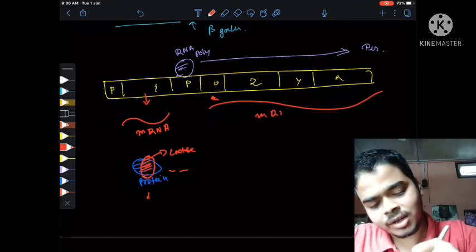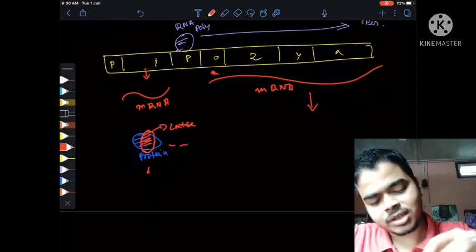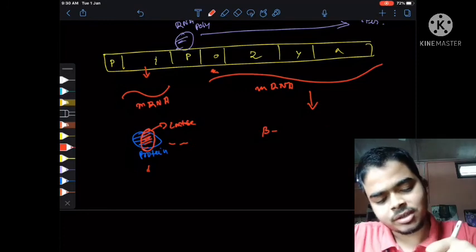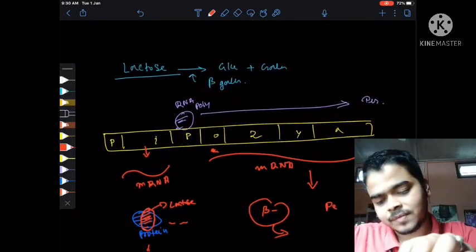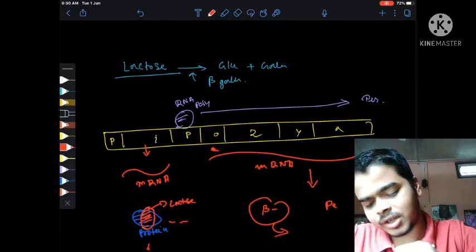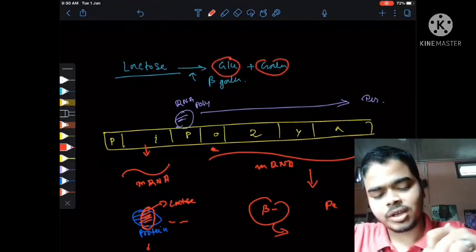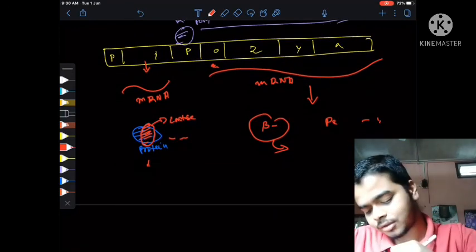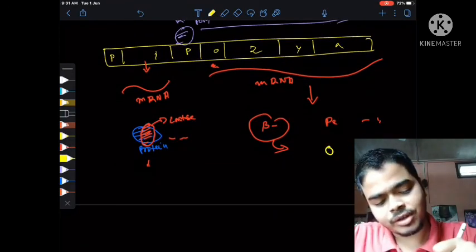When this mRNA is transcribed, it is later translated and produces the enzymes, that means beta galactosidase, the permease and the transacetylase. When beta galactosidase is present, it breaks down the lactose to glucose and galactose, and then the cell takes up the glucose and galactose. In this state, we say that the lac operon is in on mode.